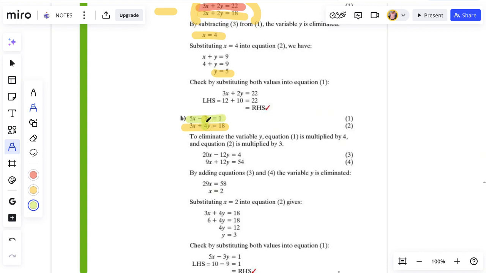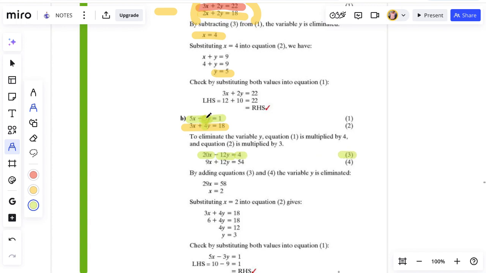Okay? Now let's start with taking this 4, to multiply the whole of equation 1. So I'm going to multiply equation 1 with 4. So 4 times 5x, we get 20x. 4 times minus 3y, we get minus 12y. 4 times 1, we get 4. That's how we got this equation 3. Now it's called equation 3.